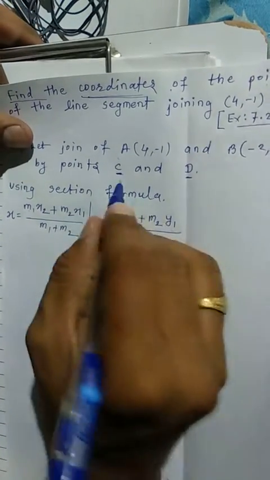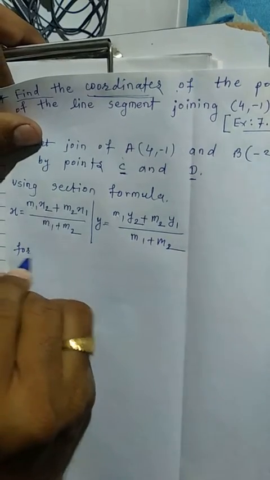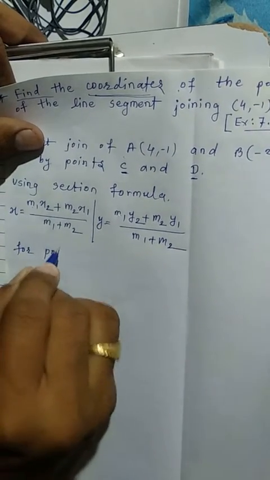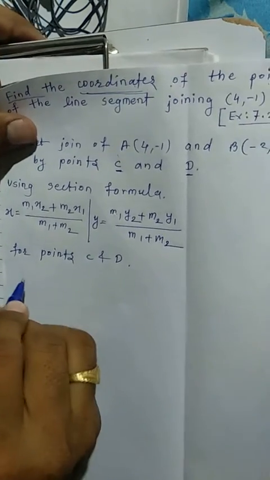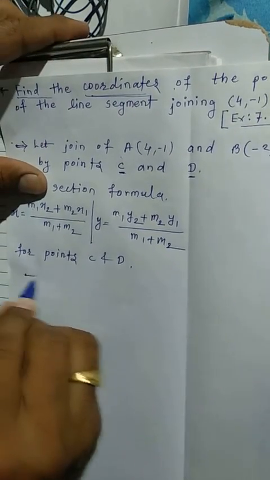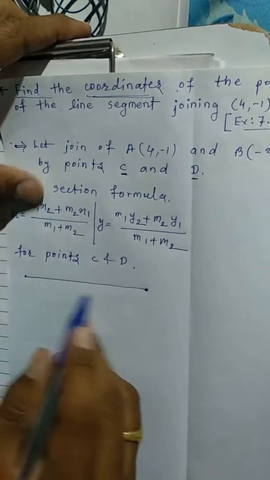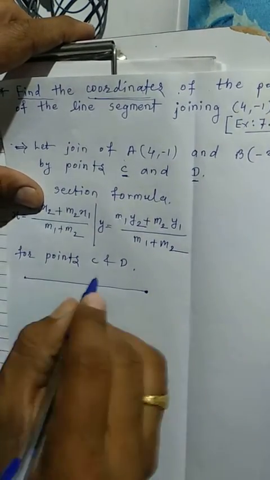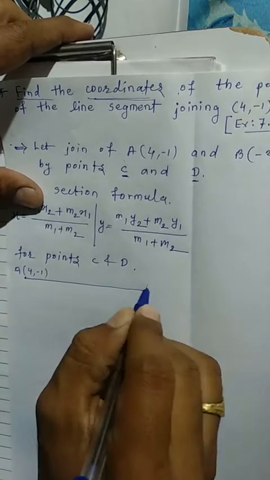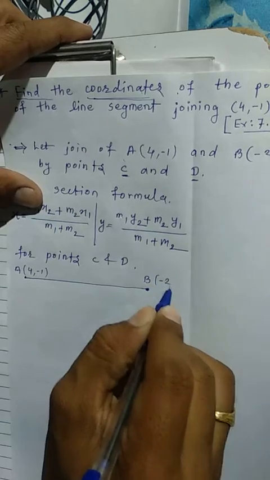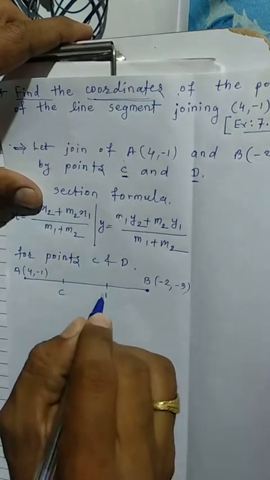Now here there are 2 points, C and D. For points C and D I will draw a diagram. This diagram is for our understanding; even if you do not draw it, it is fine, but if you draw it, you will get the perfect answer without any mistake. So here I will write A. What are the coordinates of A? 4, -1. What are the coordinates of B? -2, -3.